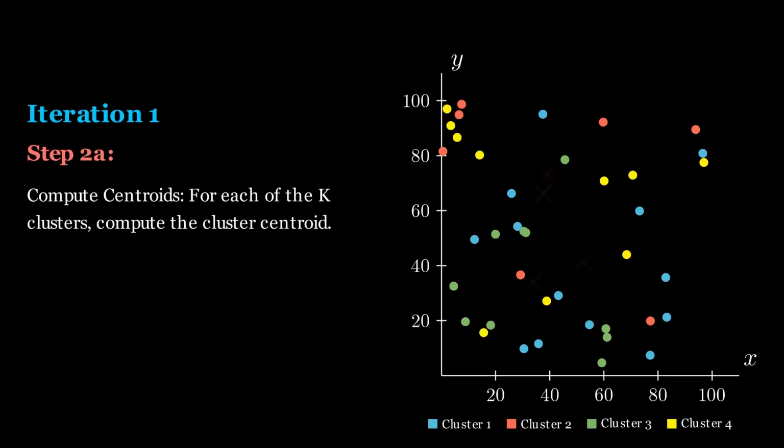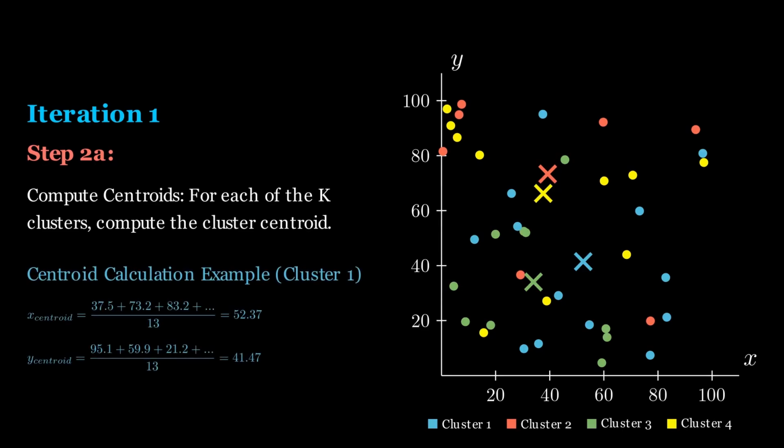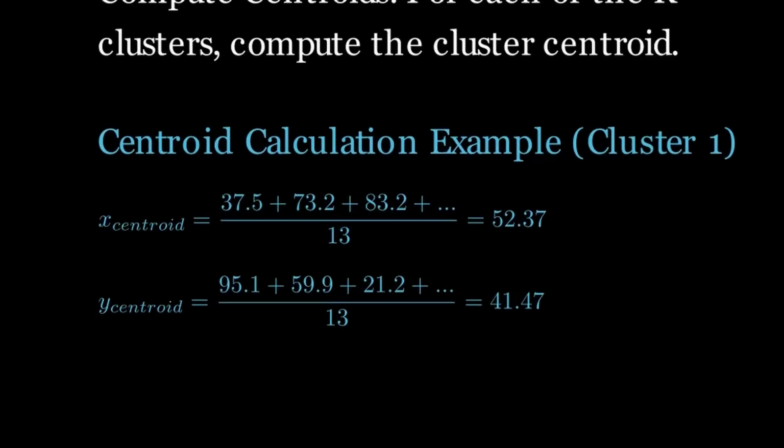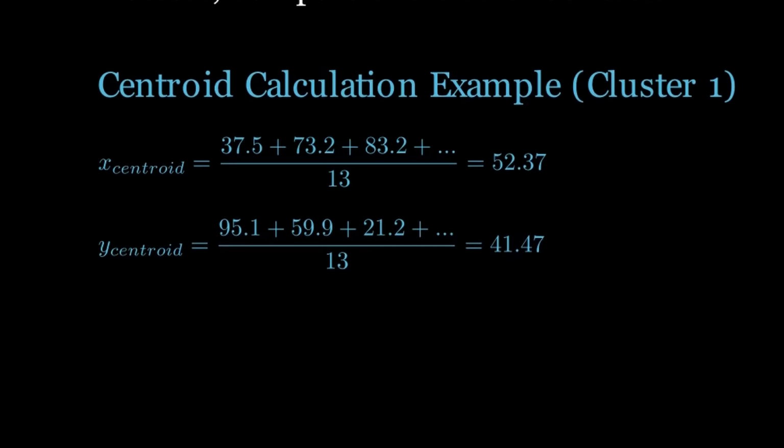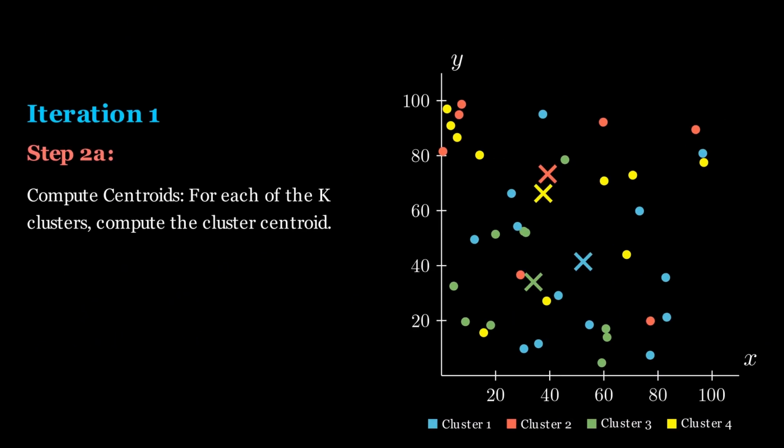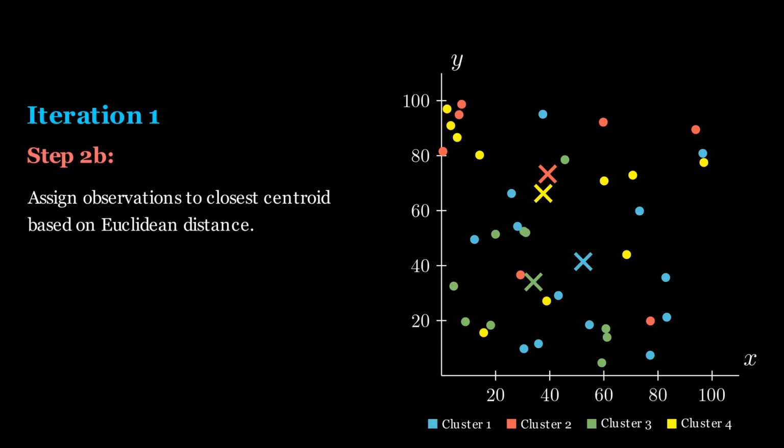Step 2, Part A. For each of the 4 clusters, we compute the centroid, which is the average position of all points in that cluster. In two-dimensional space, the centroid's x value is the mean of the x coordinates in the cluster. Similarly, the centroid's y value is the mean of the y coordinates in the cluster. Step 2, Part B. We now reassign each observation to the closest centroid based on Euclidean distance.